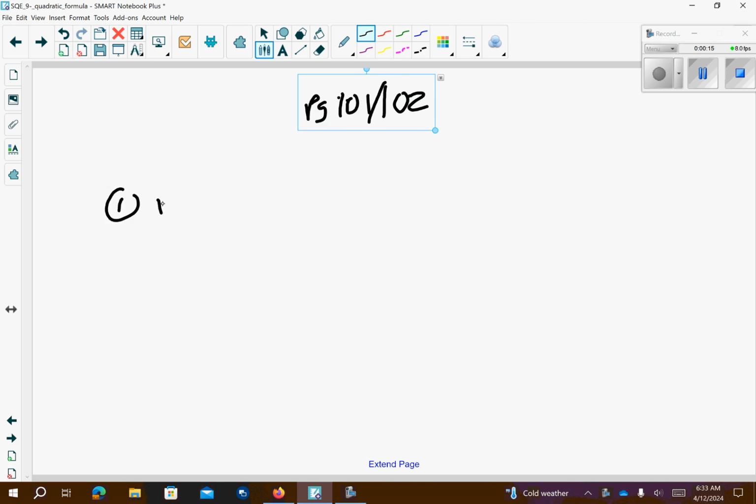So problem number 1, we just have root 27. Remember, we're breaking this down to a perfect square, so that's 9 times 3. Square root of 9 is 3. That comes outside. You leave the square root of 3 inside.